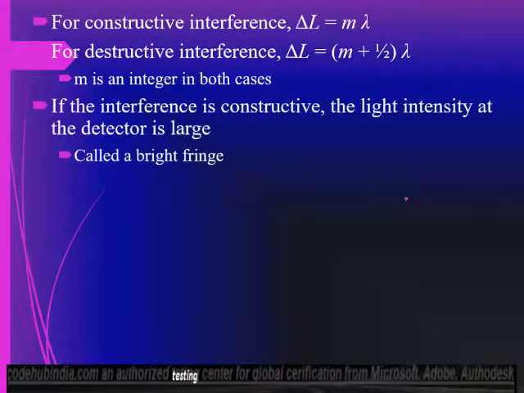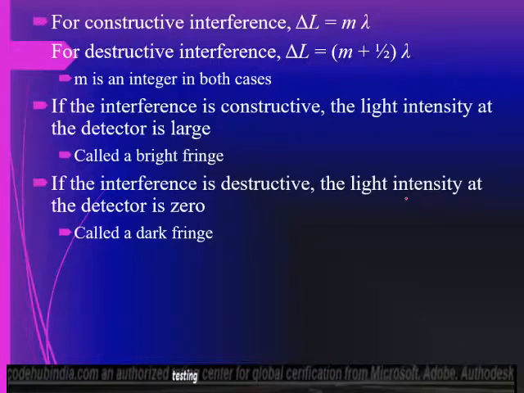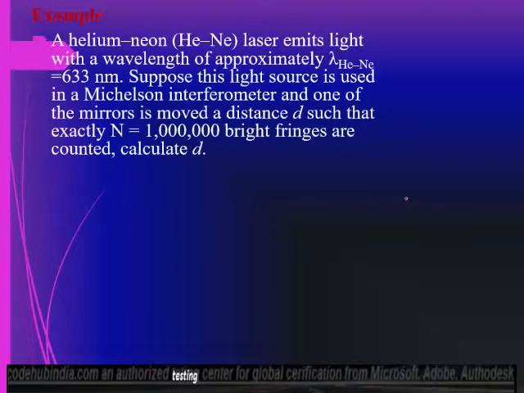So if the interference is constructive, the light intensity at the detector is high, called the bright fringe. And if the interference is destructive, the detector reads zero, and it is dark. Let us see an example. The helium neon laser emits light with a wavelength of approximately 633 nm. Suppose this light source is used in an interferometer and one of the mirrors is moved a distance d such that exactly N bright fringes are counted.